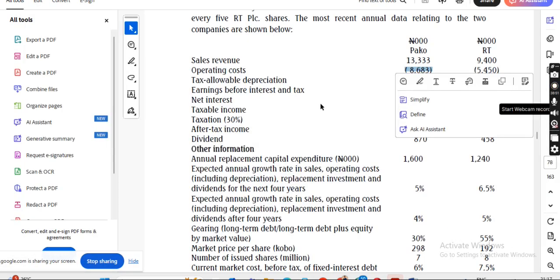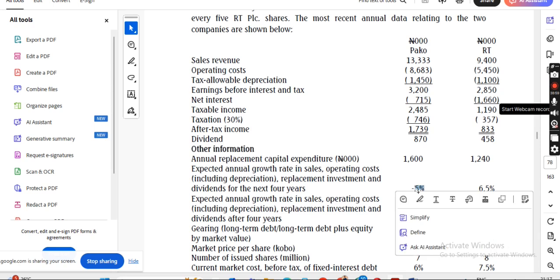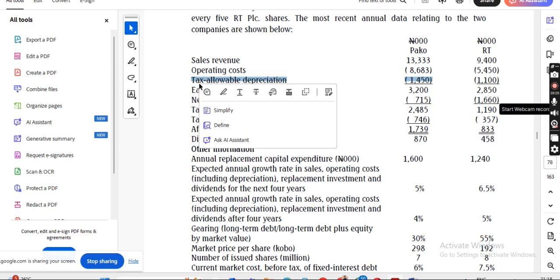Now, we were told that ideally we were supposed to increase this operating cost by this 5%. But the clause says that the expected annual growth rate in sales and operating costs, including depreciation. So which means that when you want to grow the operating cost, you have to add depreciation. Don't forget that they actually separate the tax allowable depreciation. Can you see it? So when you want to grow it, you add both your operating costs and your depreciation together. Then you cannot charge the 5% on it separately. So the operating cost is 8683, while the depreciation is 1450. So we grow it.